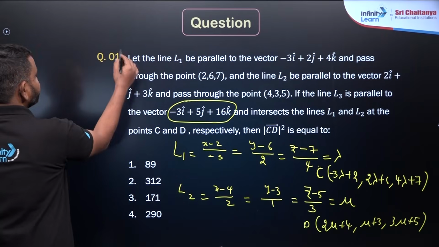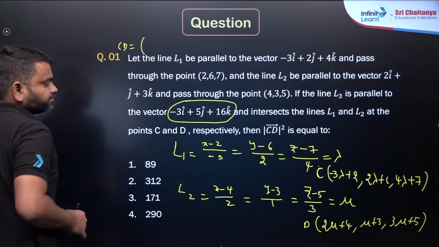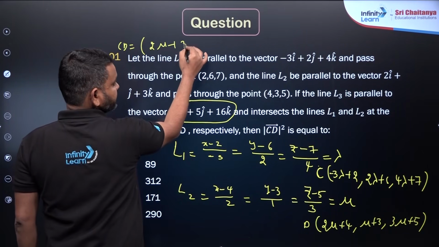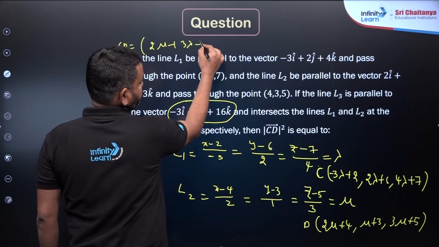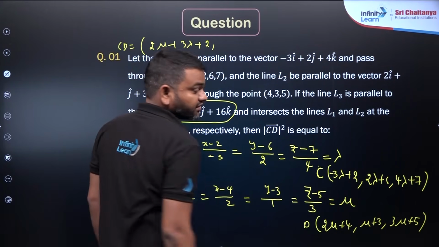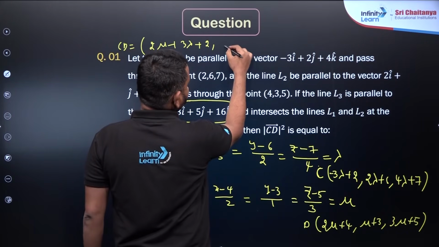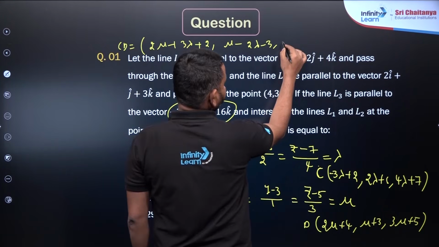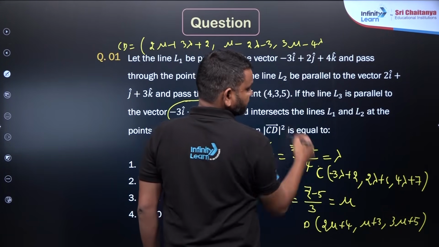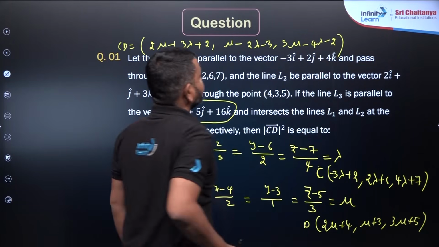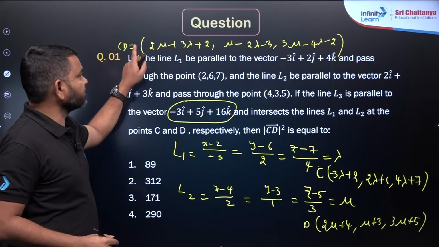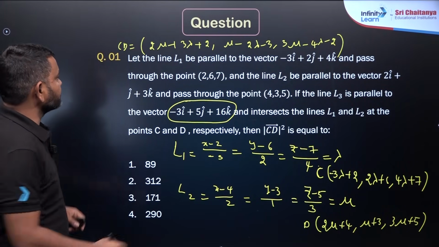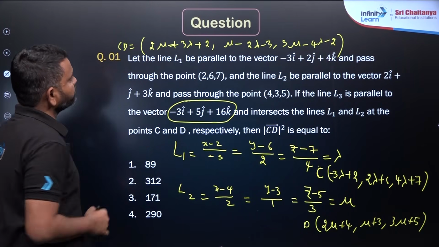the CD line is going to be 2 mu plus 3 lambda plus 2, okay? D minus C I am doing here, and here mu minus 2 lambda minus 3 and 3 mu minus 4 lambda and minus 2, right? So these are the points, and the vector CD is parallel to this one. So we can write using these two.